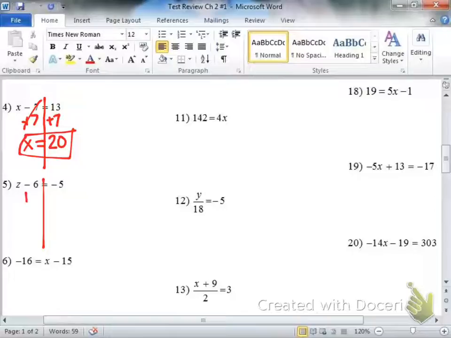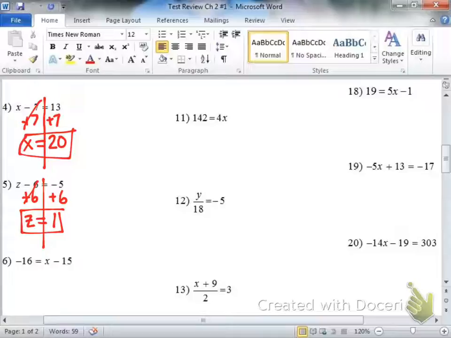Number 5, what shall I do? Add the 6. Very good. So that gives me z equals, what is -5 plus 6? 4. Careful. 1. The signs are different, so you subtract the numbers, keep the sign of the larger number.